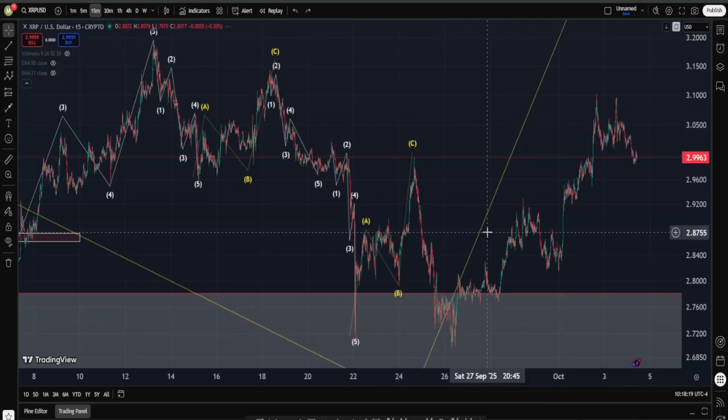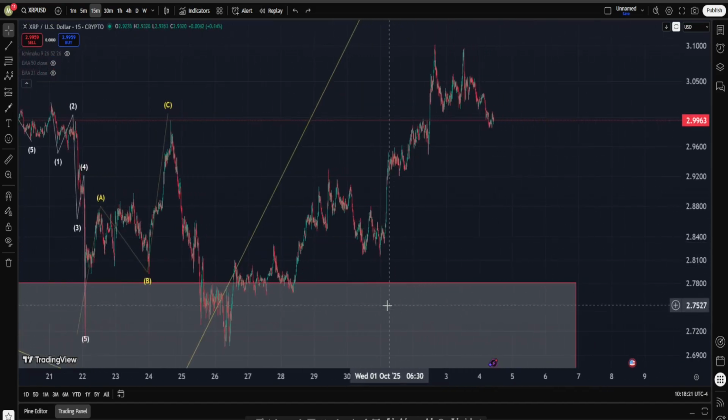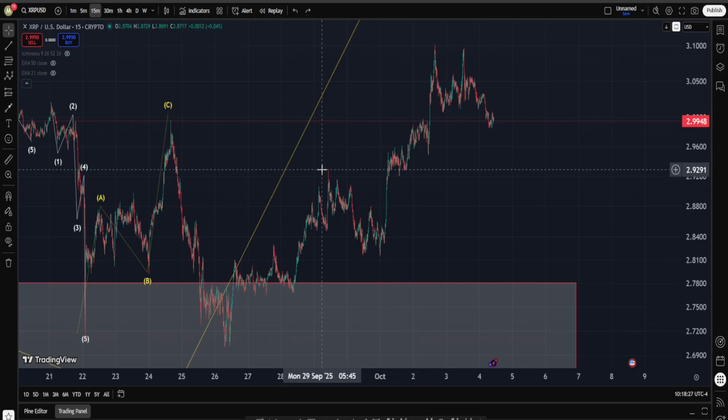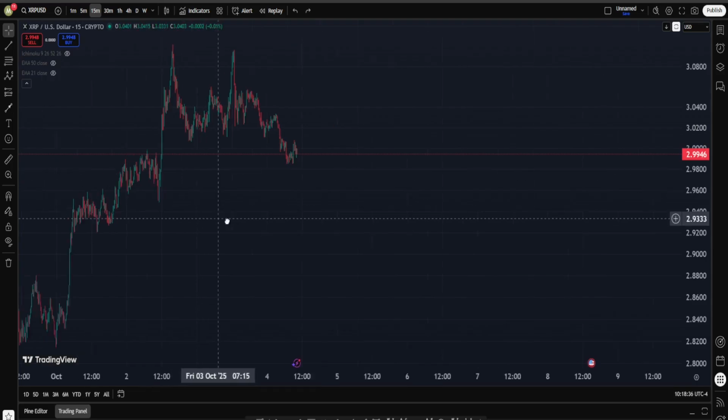In this update, we are going to do a complete Elliott Wave analysis on XRP, and I'm going to tell you why I think right now it might be time to flip bullish, but at the same time, we should really manage our expectations a little bit. So, are you ready? Let's dive in and see what is going on.